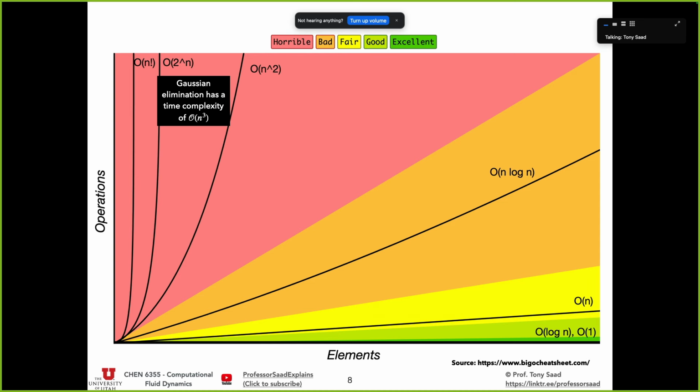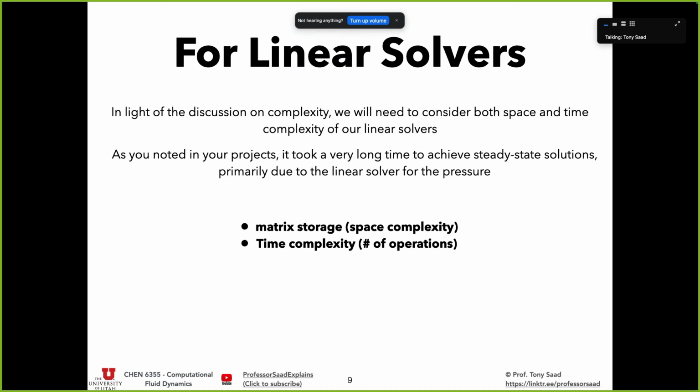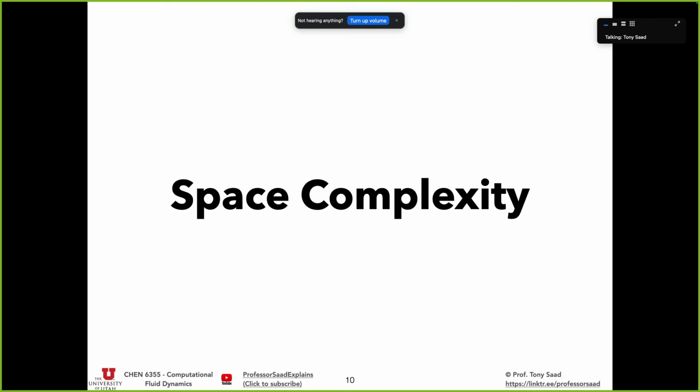All right. Now, for linear solvers, as you noted in your projects, when you were trying to get the solution for long times, you complained that it was taking such a long time. So today we're going to look at both time complexity and space complexity of our algorithms, and what we used so far. We will start with space complexity because it's a little bit more generic discussion, and then we get into time complexity and speak about different algorithms.